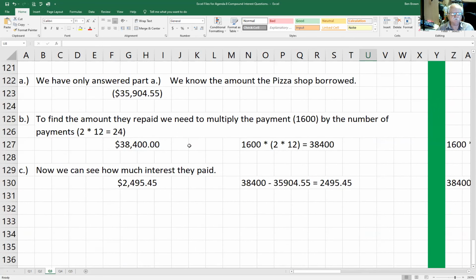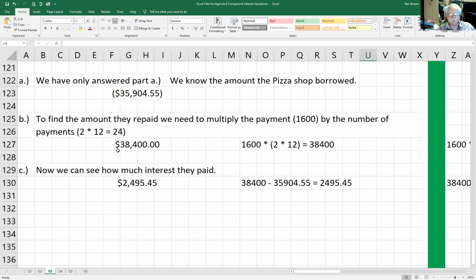In this case, though, we've only answered part A. We know how much the pizza shop borrowed, but they want us to figure out, first off, how much did they actually pay? So we took their payments of 1,600 times the fact that they made 24 payments and came up with the total amount they paid back was 38,000.